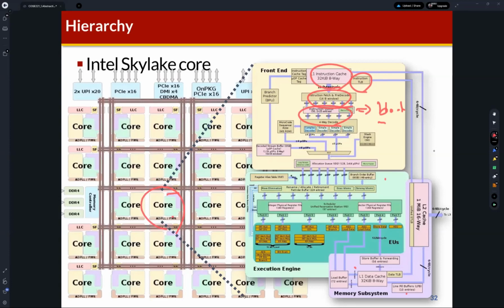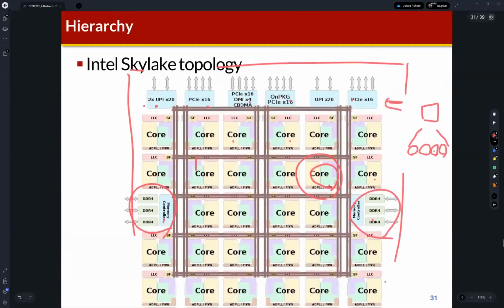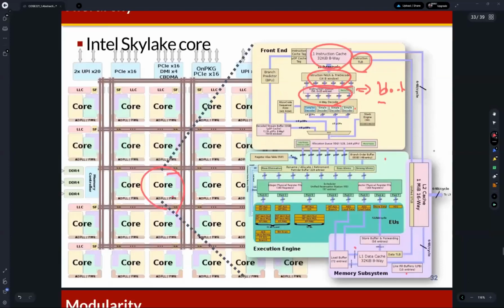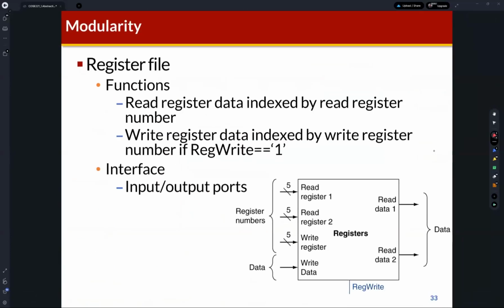So this is the hierarchical design. It looks like this: a single core, and we can find many sub-modules here. So we can hierarchically build our complex system like this. It's an example: inside a core, there are many modules here. And then modularity. This is an example of modularity.